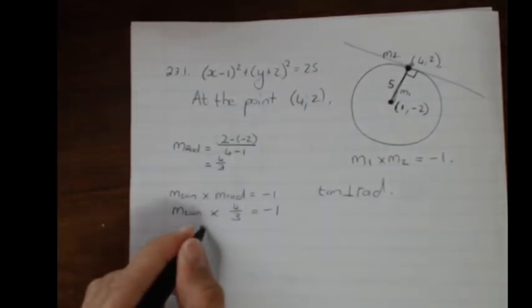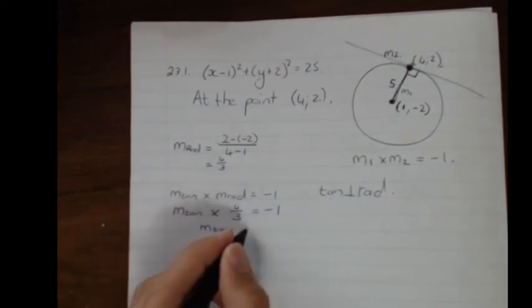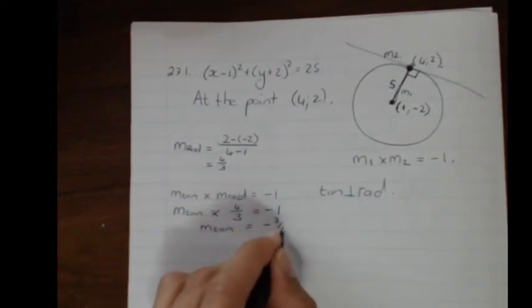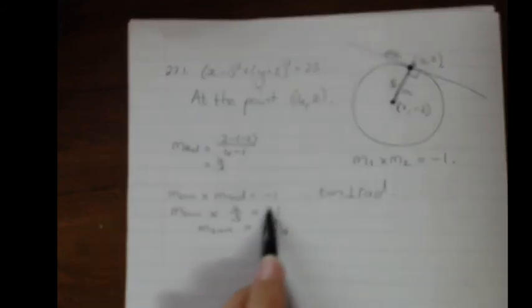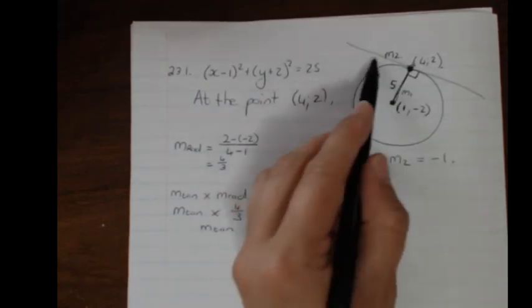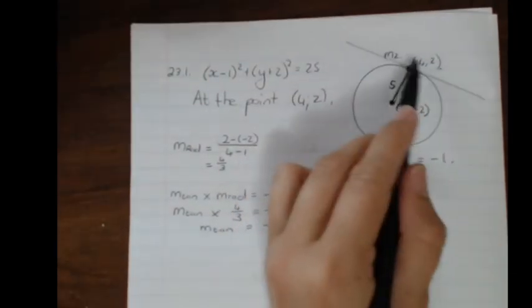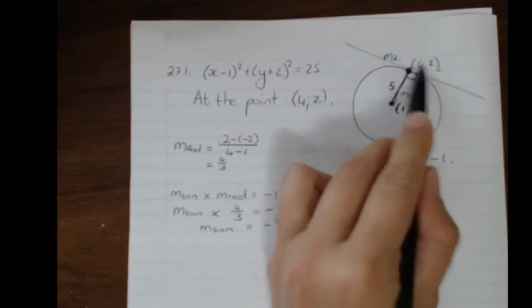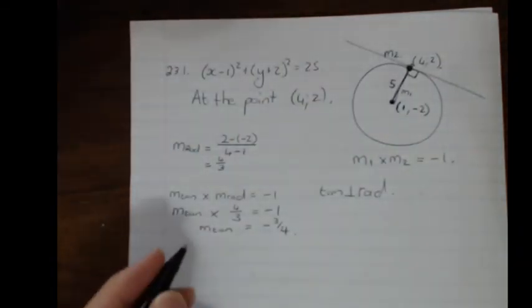And then from this, I get the gradient of the tangent is -3 over 4. If I take -1, divide by 4 over 3. Okay, so the gradient of the tangent is -3 over 2. That's the gradient of this tangent. And this tangent goes also through the point 4, 2.